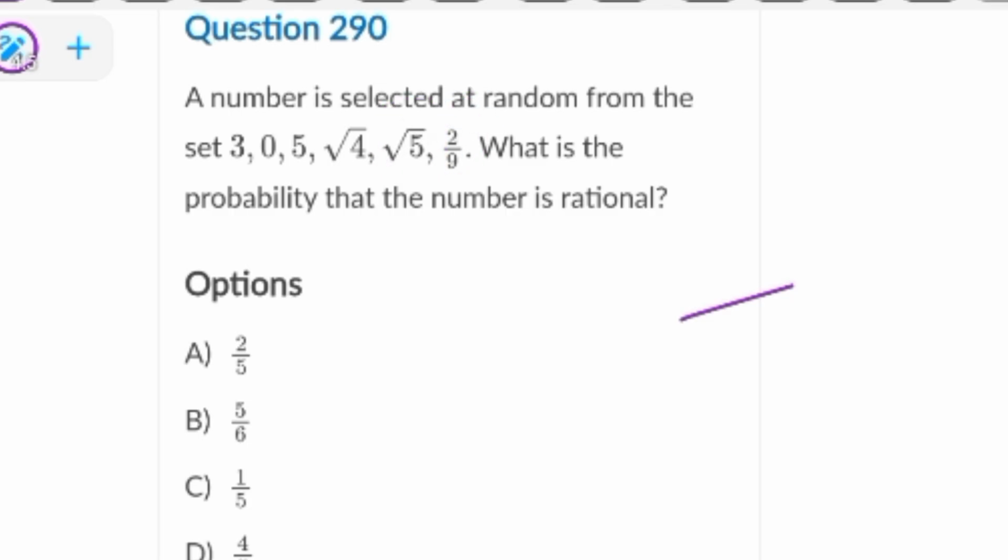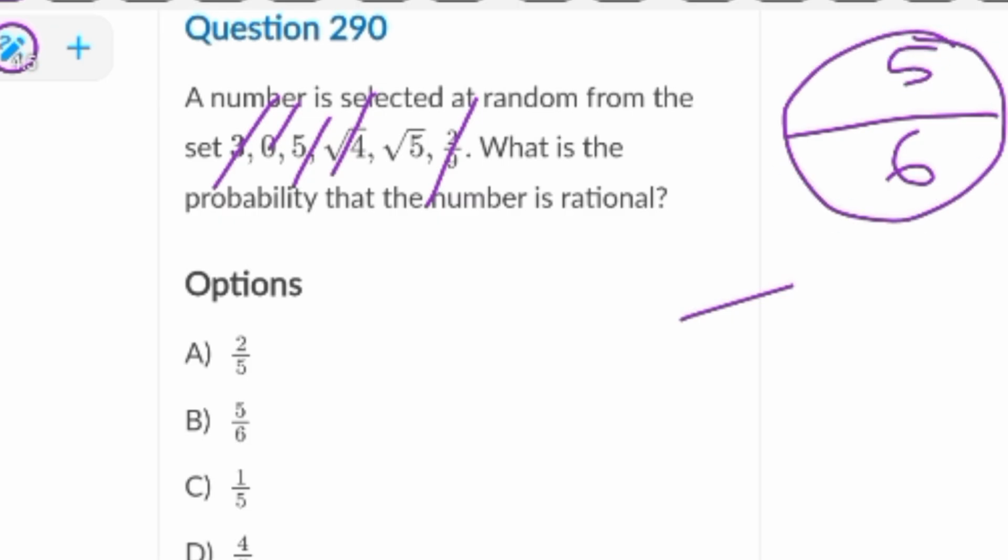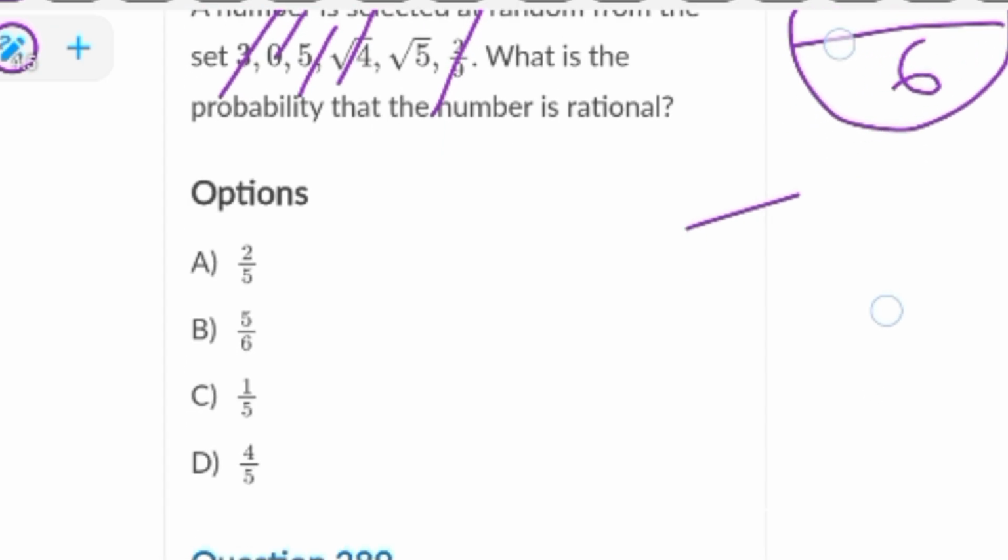So let's count how many things we have. We have 1, 2, 3, 4, 5, 6. 6 options, so our answer should be something over 6. Then count the rational ones. The rational ones there are 1, 2, 3, 4. Don't count this one. Okay, so 4, 5. So that's 5/6. That's the probability of picking a rational number. So that's option B.